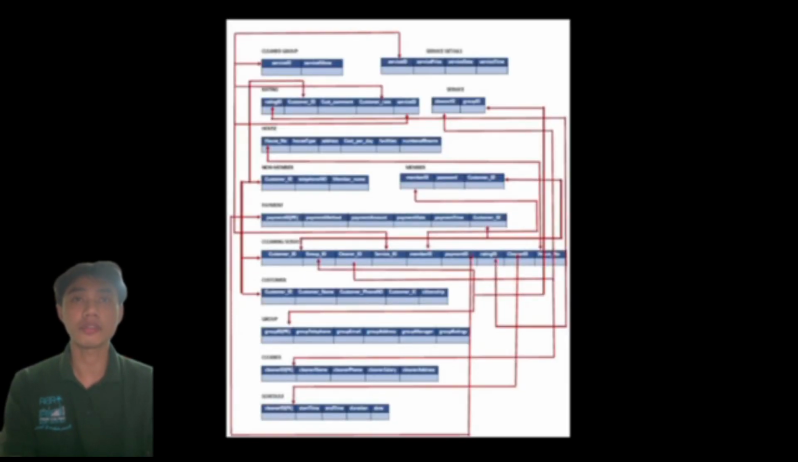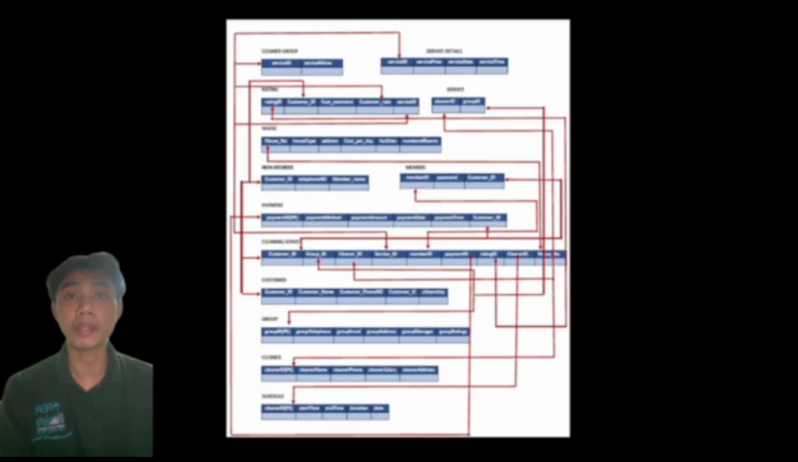As you can see here, these tables relate to the cleaning service database, and the relationships appear to be foreign key relationships, indicating that the tables are related to one another. For example, the cleaning service table has several foreign keys, such as customer ID, member ID, house number, rating ID, payment ID, service ID and others. This indicates that it is related to the customer, group, cleaner, schedule, service detail, payment, member, non-member, house and rating tables. There are 13 tables in total.